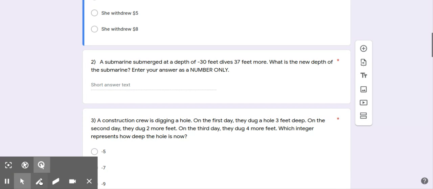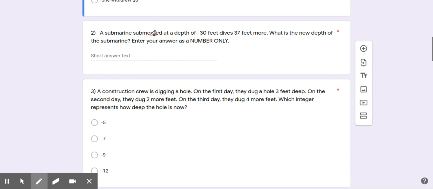And number 2 here, we have this submarine. Okay, let me try to draw a picture here. A submarine is submerged. Now, if it's submerged, it's below the water, right? And because it's below the water, we represent that with a negative integer. So if this is the water right here, and the submarine right now is 30 below. So let's say it's right here. Okay, let's call this negative 30. Okay, that's where the submarine is right now, and it's going to dive 37 more feet.